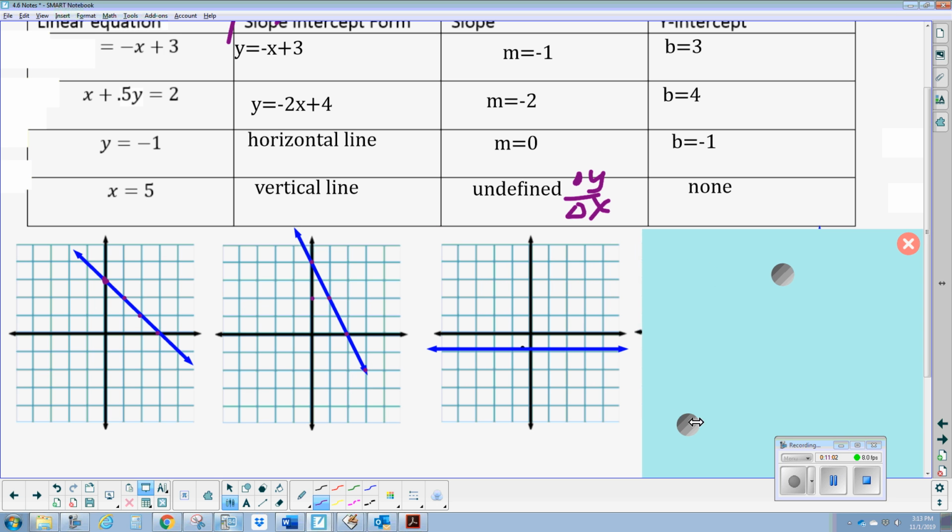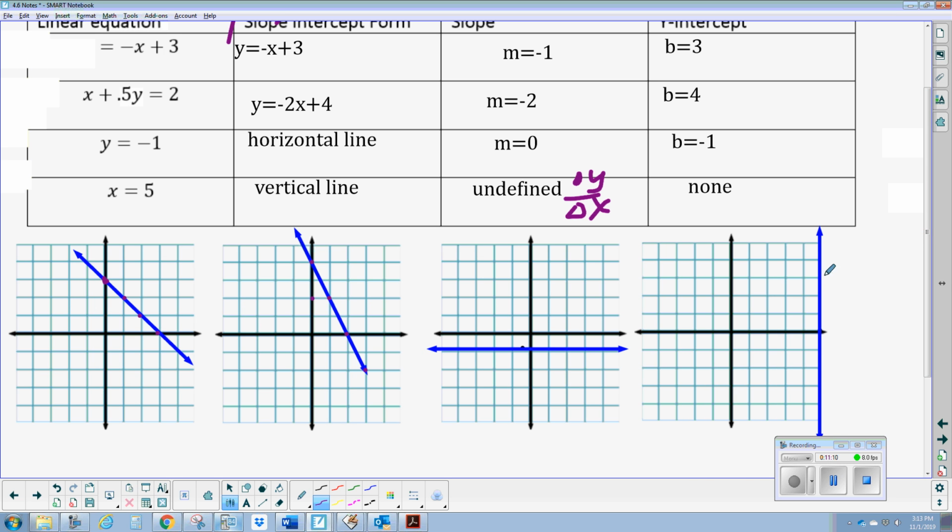To get a slope of -2. The third one, we can see that it's a horizontal line. Y is always equal to -1. And then in the last one, we have a vertical line. X is always equal to 5.